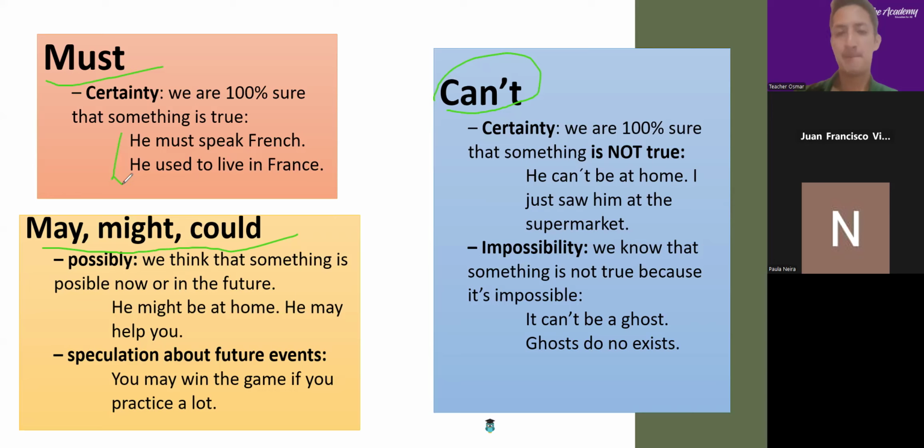What is the pronunciation of certainty? Certainty. Okay, certainty, we are 100% sure that something is true. He must speak French. He used to live in France. Excellent. So he used to live in France. He must speak French. What is the translation for this? Must. He must speak French. He used to live in France.